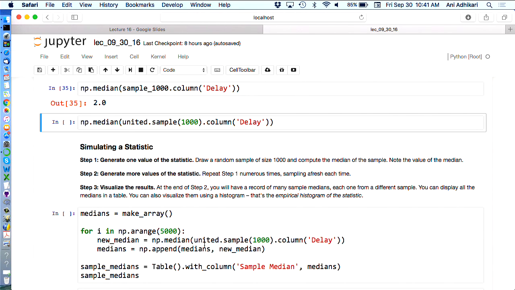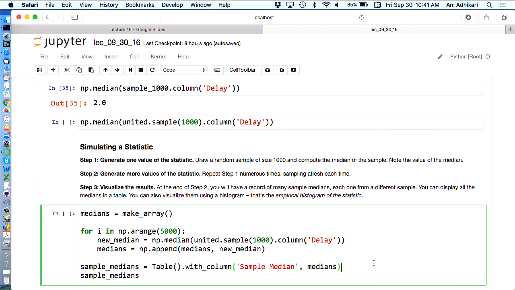And so what you have to do is take the sample of size 1,000 and calculate the median of the delay column, right? You now know that NP functions operate on arrays. Do I have the right thing there? Where's the array? NP.median is operating on something. What's the part of the something that tells me I'm getting an array? Dot column. Dot column returns an array. It's not a table, it's an array. Good. So you get the new median, and then you collect the results somewhere. You do that 5,000 times, and then you take a look at the results that you got.